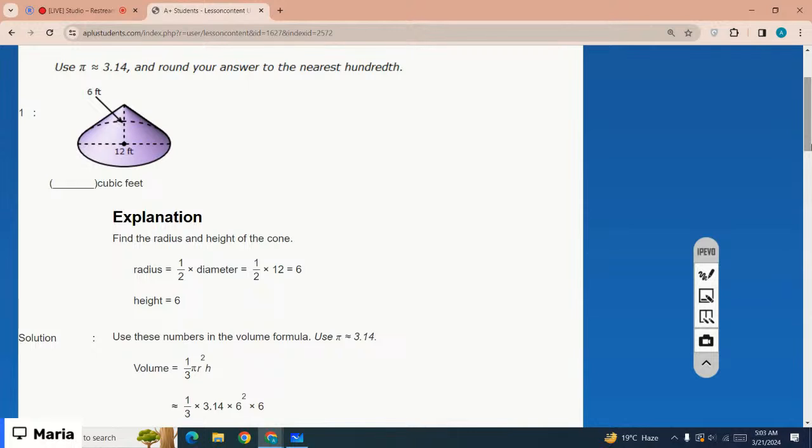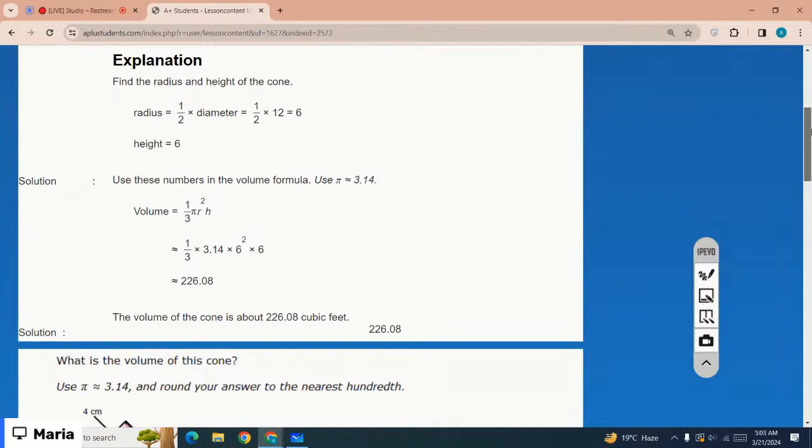Use the numbers in the volume formula. The formula for the volume of the cone is V equals 1/3 pi r squared h. Basically, you simply have to substitute all the values in the formula. You can note down this very important formula in your notebook and keep it in your mind also. You substitute the values, do the calculations, and you have your answer.